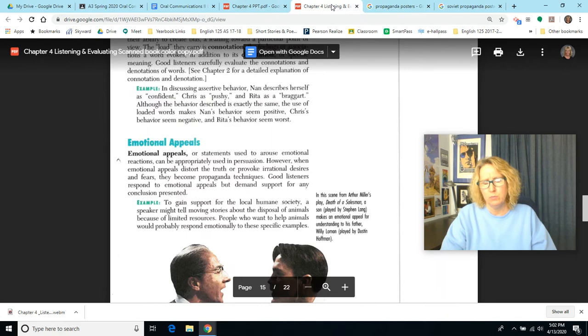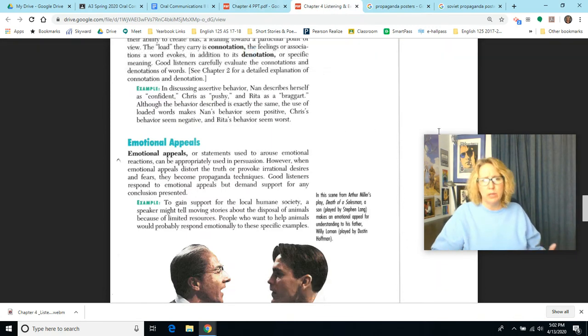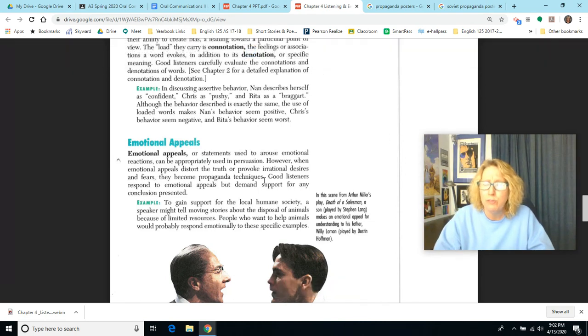Emotional appeals. Oh, wow, folks. You can use statements to coerce people and get them to change their behavior. If they're very emotional, they're good at persuading. However, it says emotional appeals distort the truth or provoke irrational desires and fears, and they become propaganda techniques.